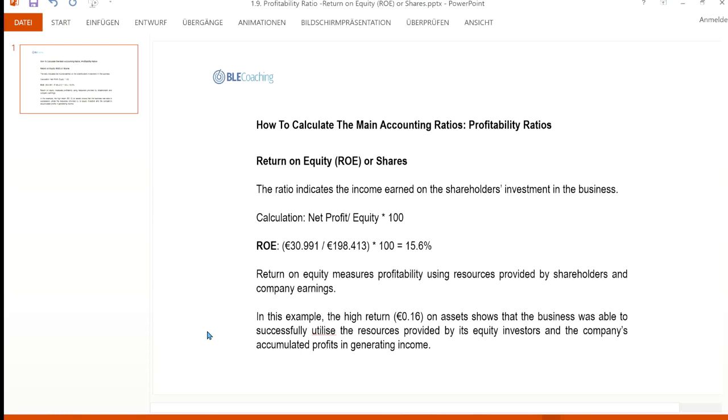So the return on equity measures profitability using resources provided by the shareholders and the company. And with that in mind, it means that the high return of 6 cents on assets shows that the business was able to successfully utilize the resources provided by its equity investors and the company's accumulated profits in generating this income.